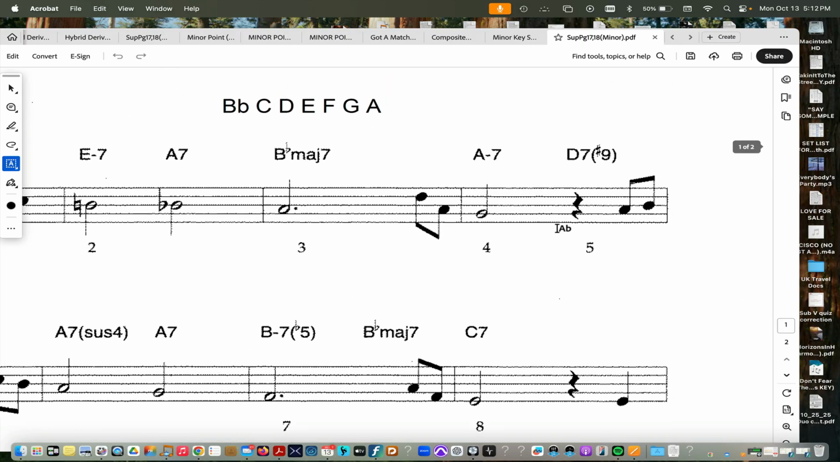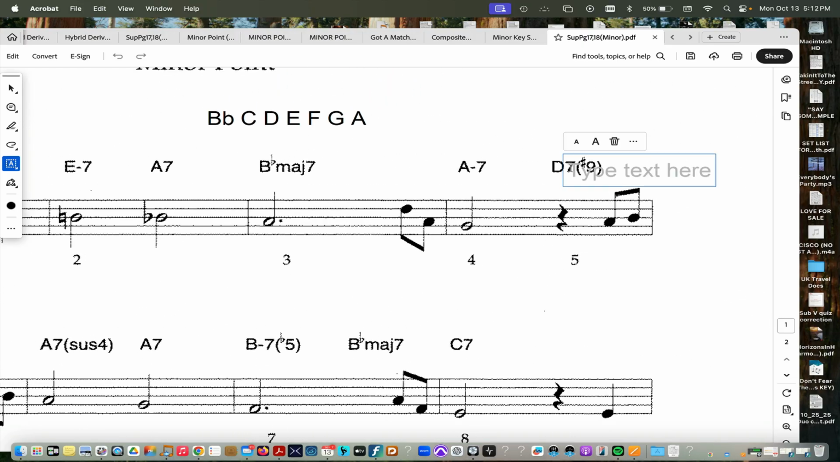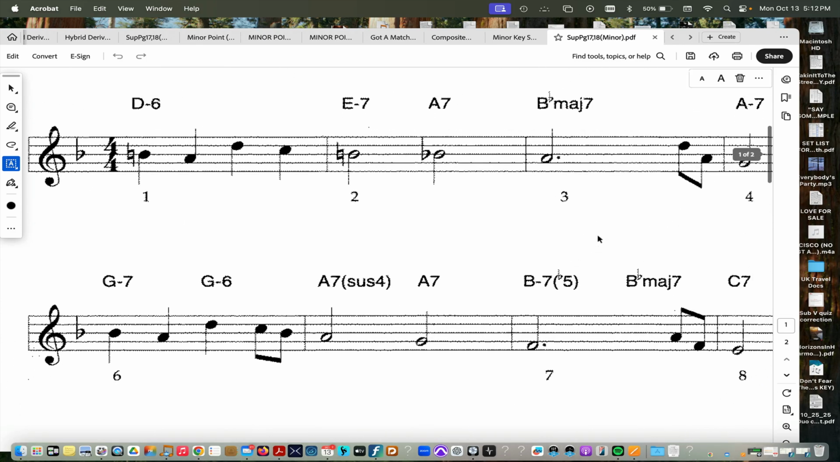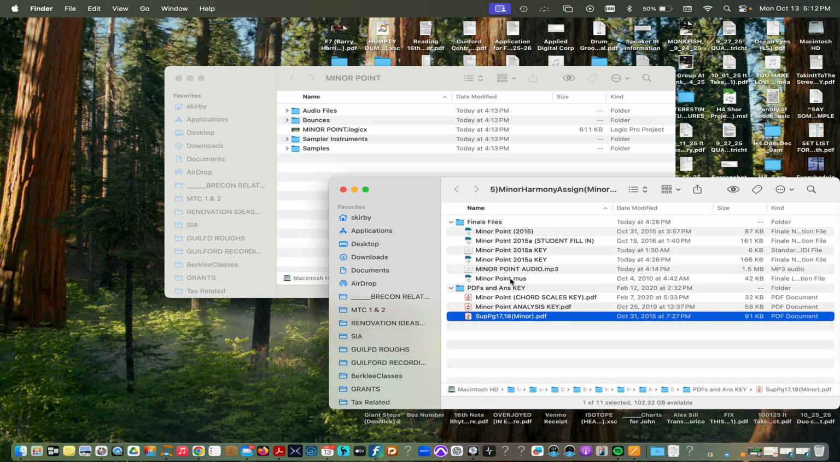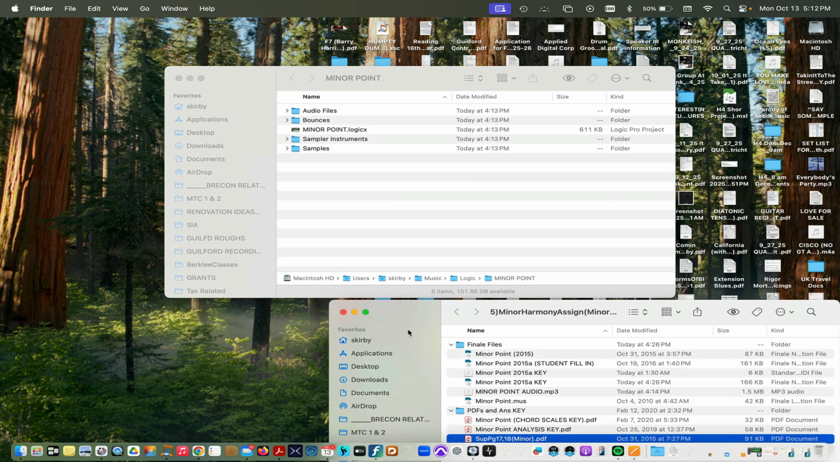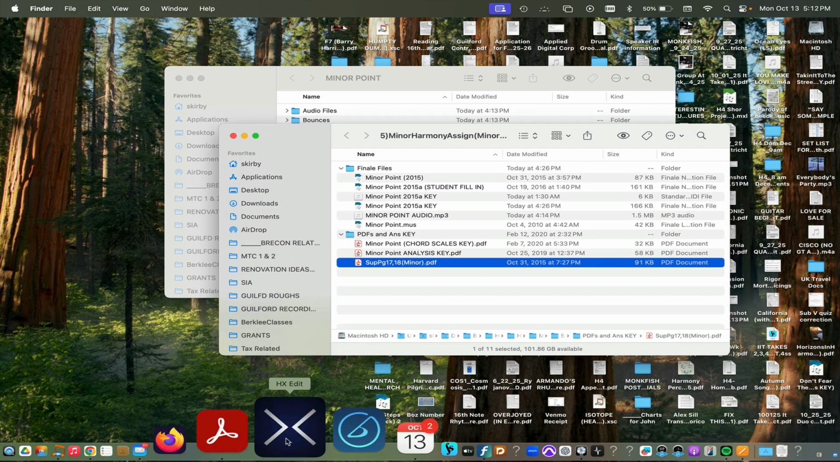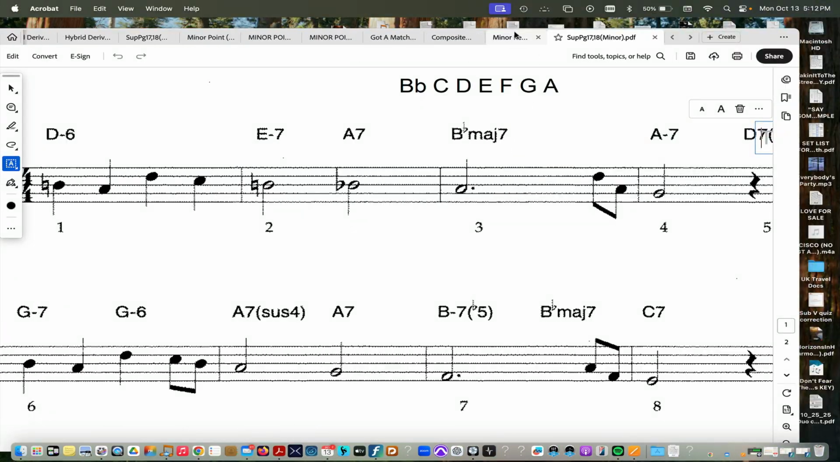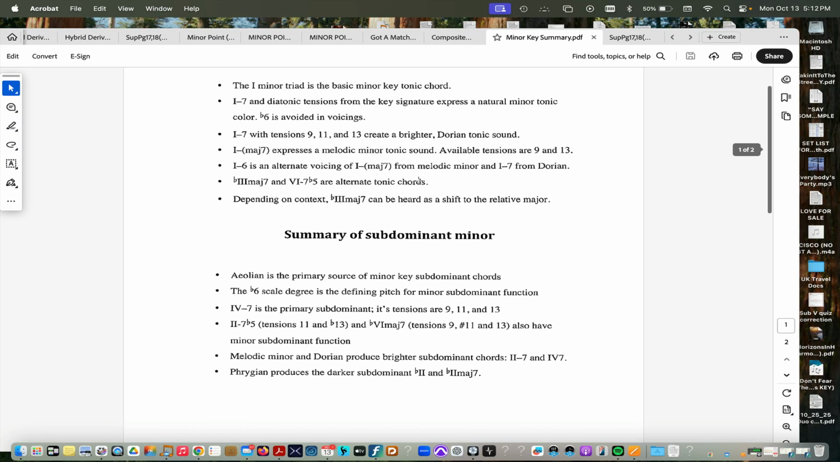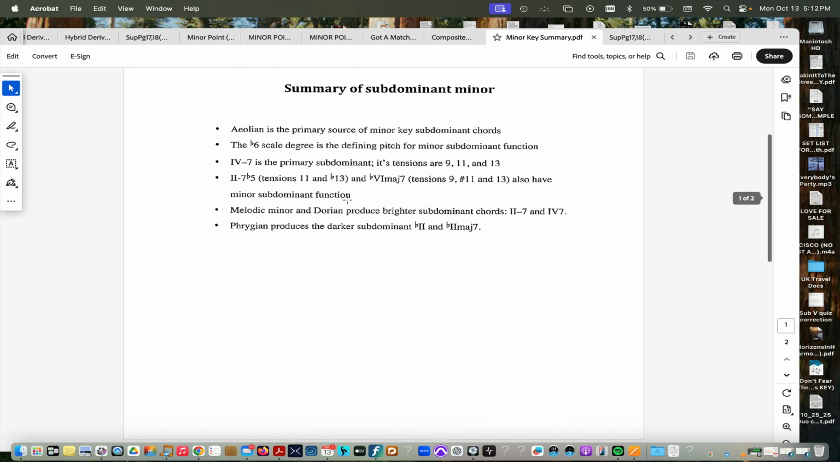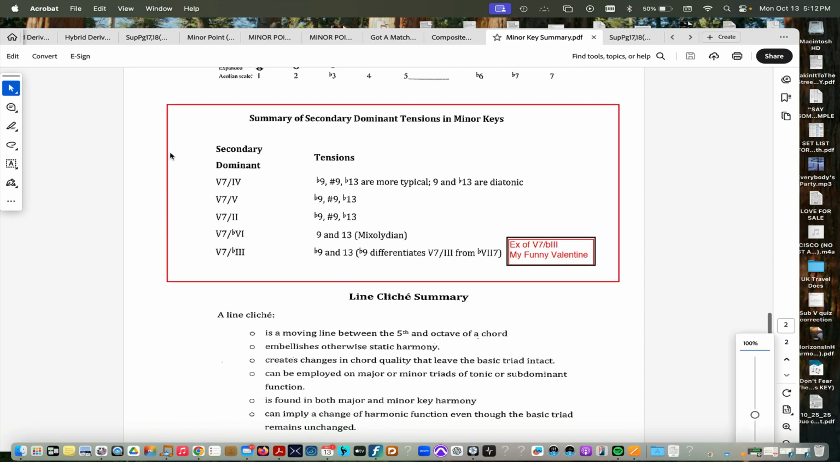Let's do one more. D7 sharp 9, which we know is 5, 7 of 4. So we have a default setting for that. And again, if you don't remember your default settings, go back to the document that I uploaded before, which I'll show you again here, called Minor Key Summary. It has the basics about tonic minor chords, subdominant minor chords, and then it gets to secondary dominants.